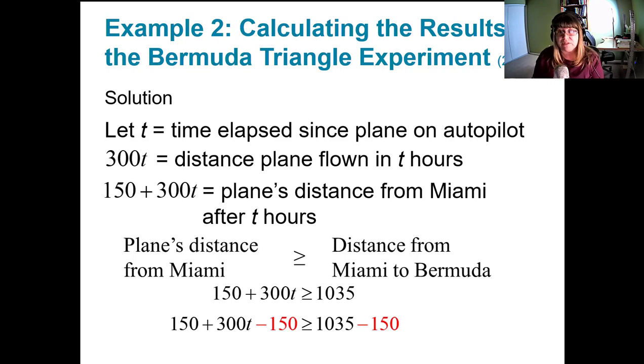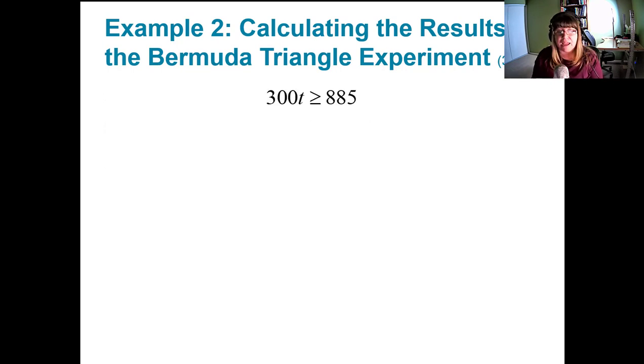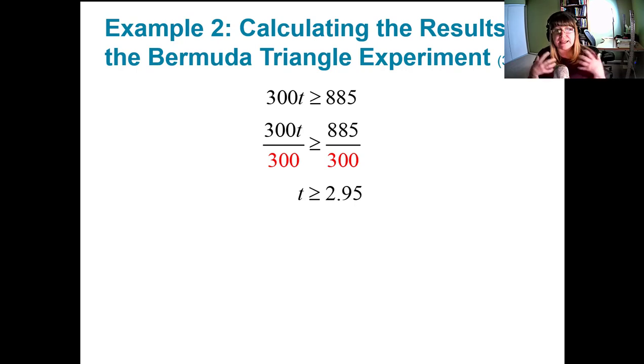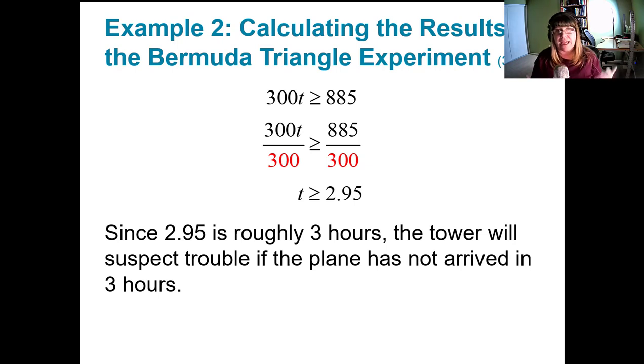We're going to subtract 150 from both sides. We're going to now have 300t is greater than or equal to 885 miles. Let's divide each side by 300. 300 is a positive value, so we leave the sign alone. And we get t is greater than or equal to 2.95, which is about 3. So us up in the tower, if we don't hear from the plane in 3 hours, we're going to assume they are in trouble. And we may have to reach out to them with a search party or something. But about 3 hours, then we'll suspect there's some trouble there.